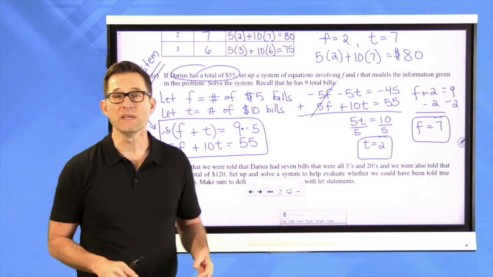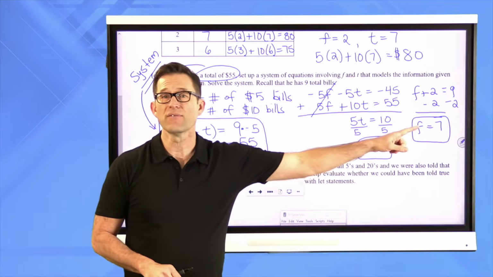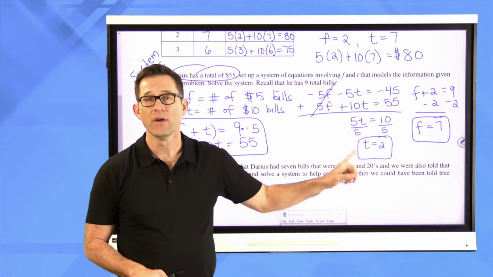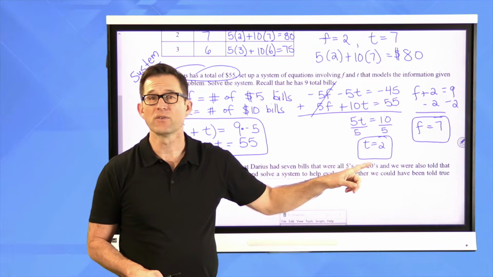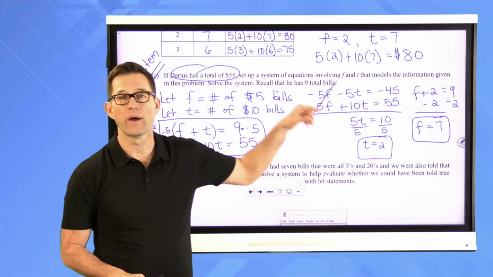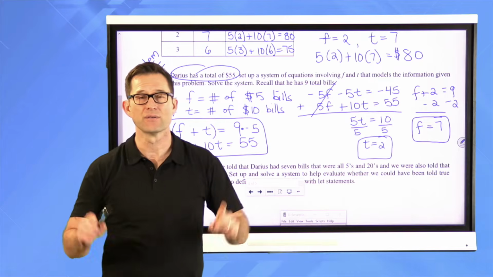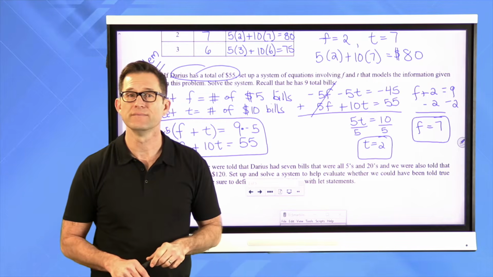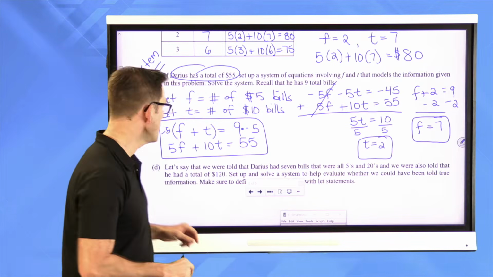And that is, of course, easy to check because I could say 7 times 5 is 35, 2 times 10 is 20, so I then have 35 plus 20, and that would be $55, which is the amount of money that Darius has. All right, let's change it up a little bit.